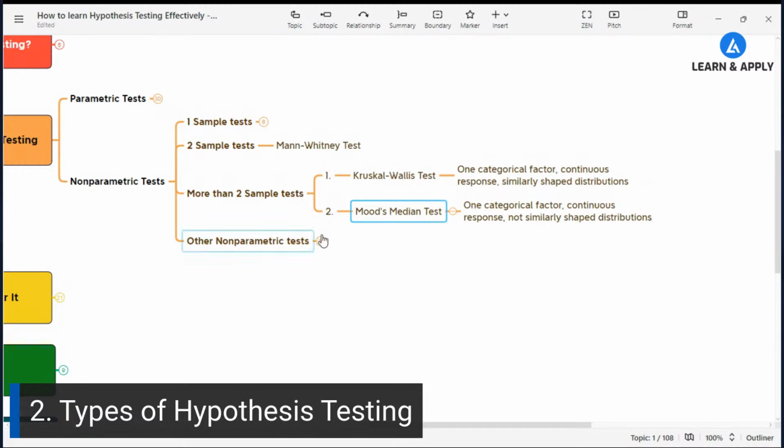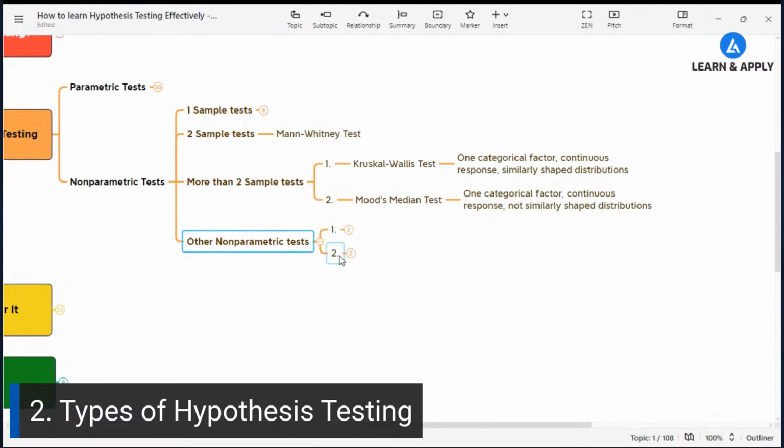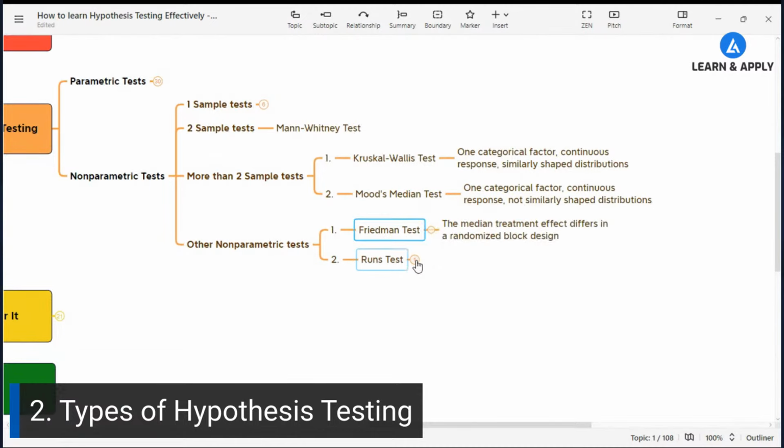And the last type is other non-parametric tests. These are extensions of the non-parametric tests. They are called the Friedman test and the Runs test. The Friedman test is used to check whether the median treatment effect differs in a randomized block design. And the Runs test is used to check whether the data is in random order or not.